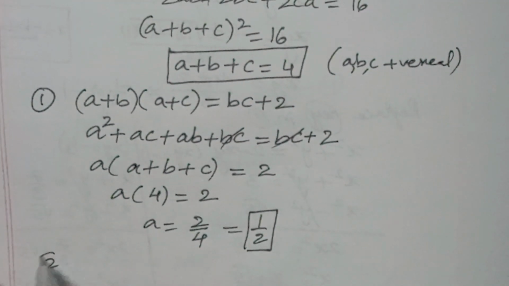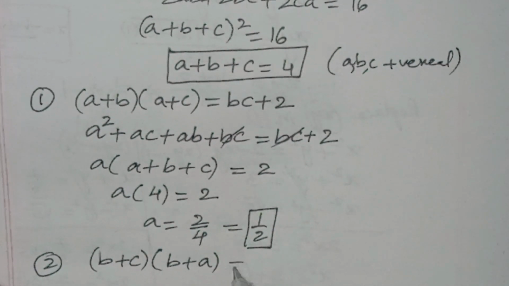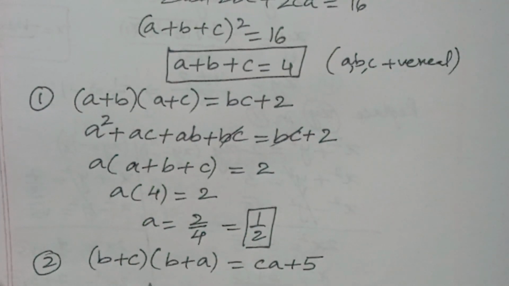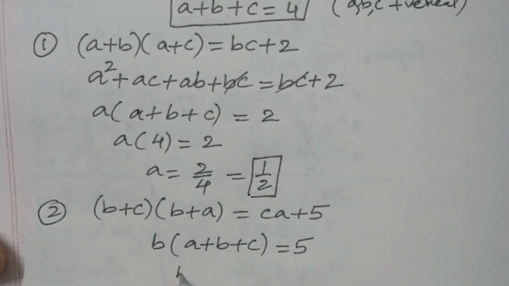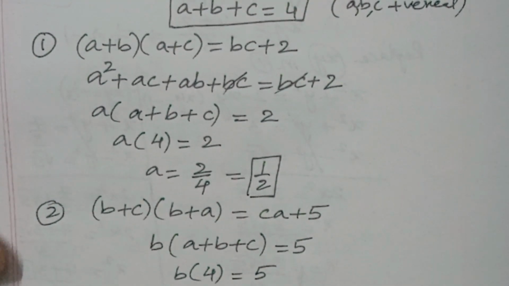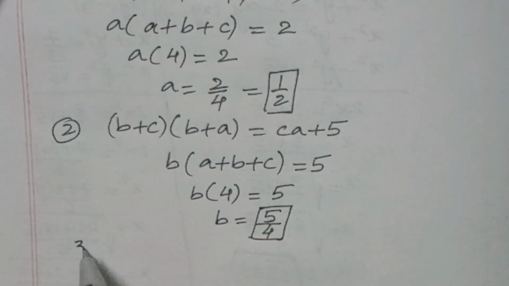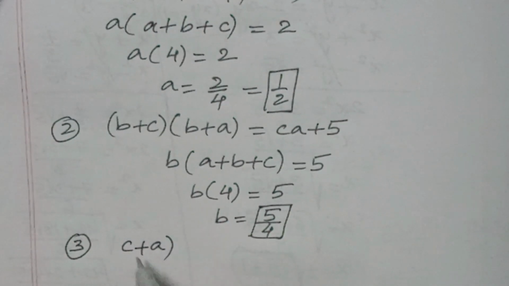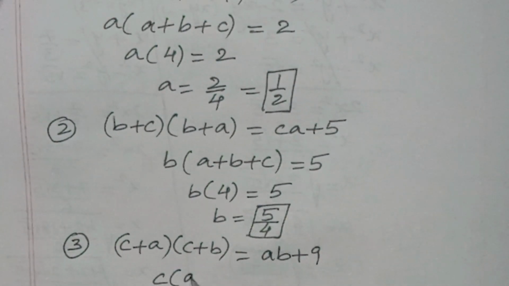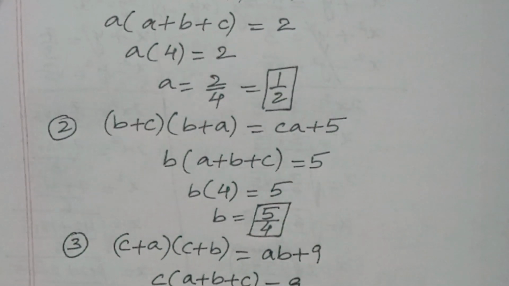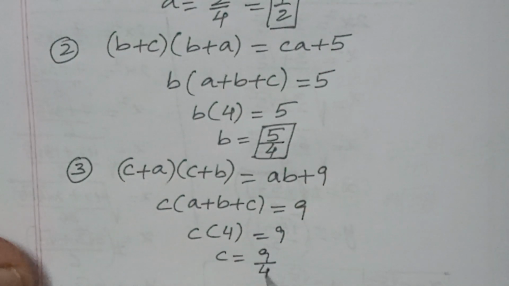Now similarly, if you take the second one, you'll get (B plus C) into (B plus A) is equal to CA plus 5. So this can be written as B into (A plus B plus C) is equal to 5. So here B into 4 is equal to 5, B is equal to 5 by 4. So therefore B value is 5 by 4. In the same way, if you take the third one, (C plus A) into (C plus B) is equal to AB plus 9, then you will get C into (A plus B plus C) is equal to 9. So C into 4 is equal to 9, C is equal to 9 by 4.